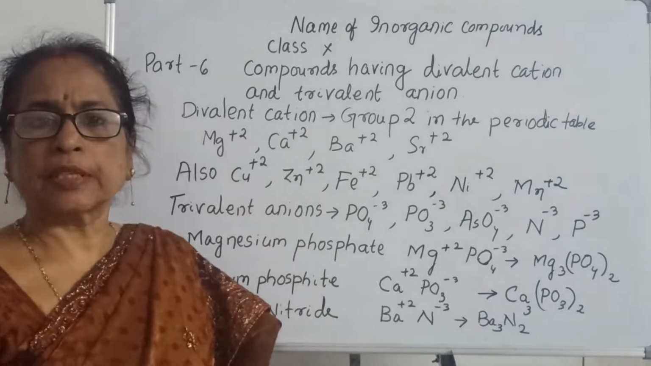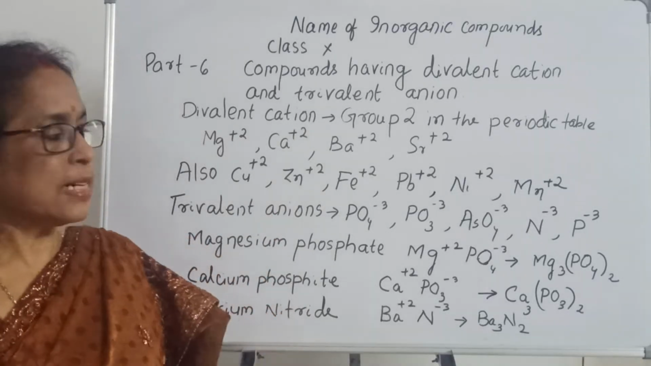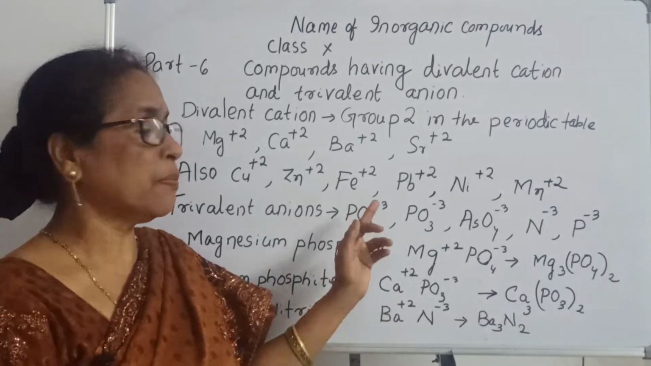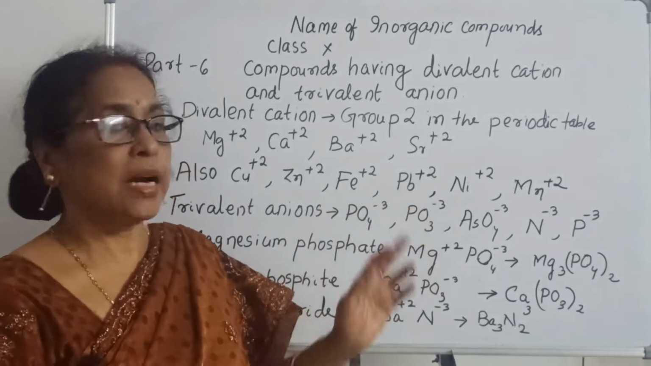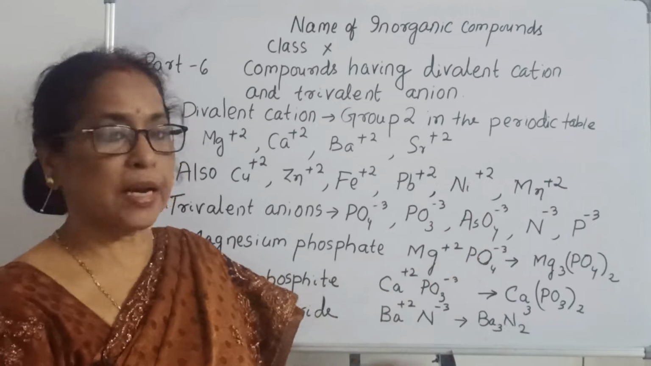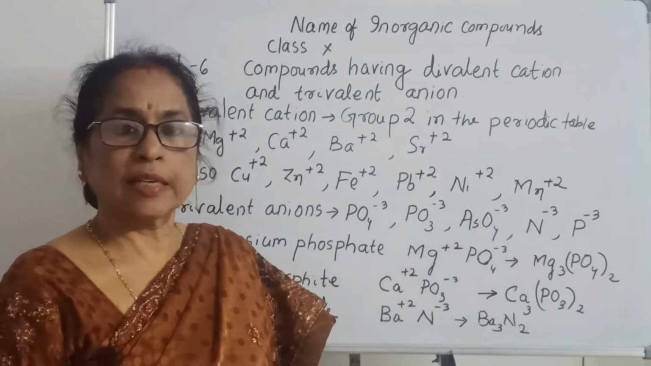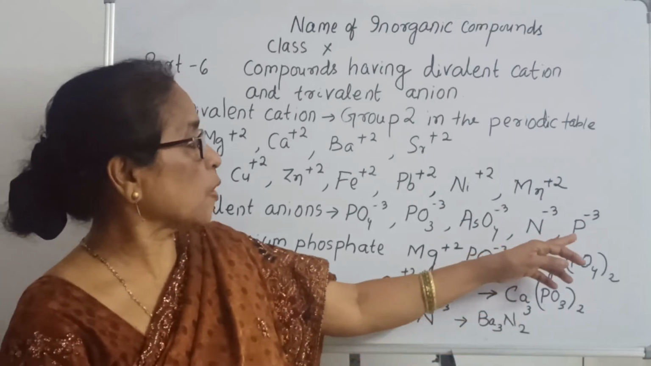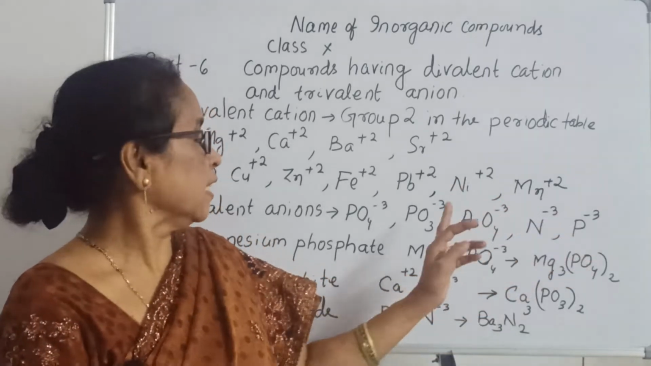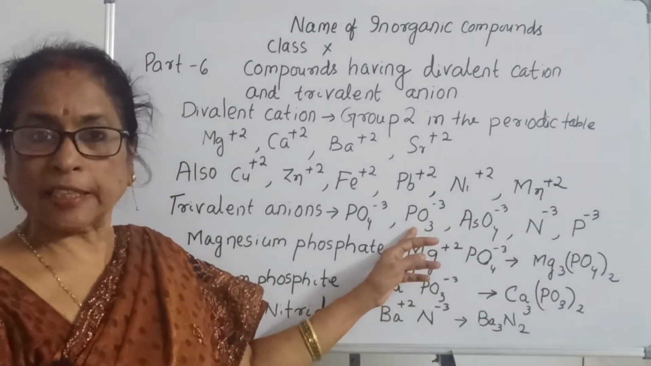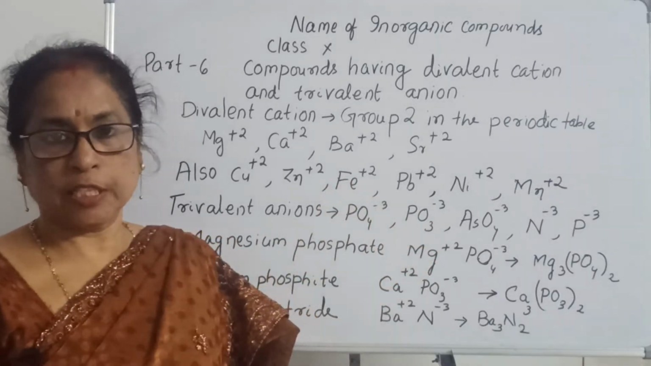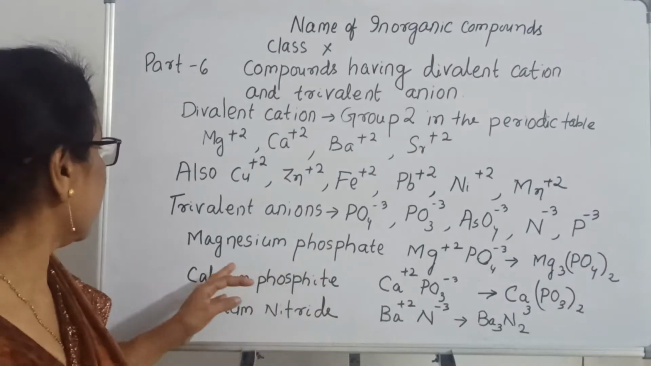Now come to the trivalent anions: phosphate PO4 -3, phosphite PO3 -3, arsenate AsO4 -3, nitride N -3, and phosphide P -3. This is phosphide, this is PO3 phosphite. All of these have -3 charge, the trivalent anions.